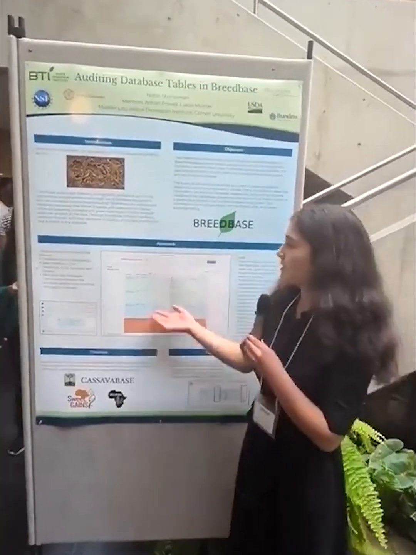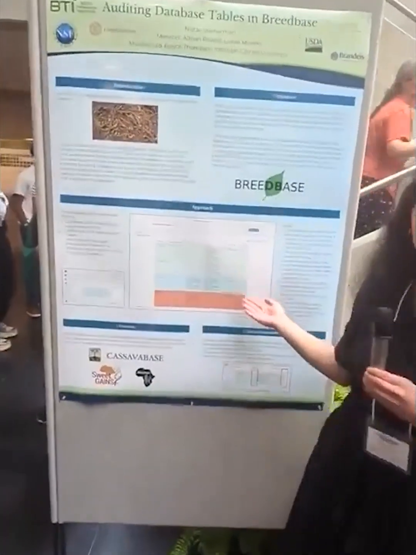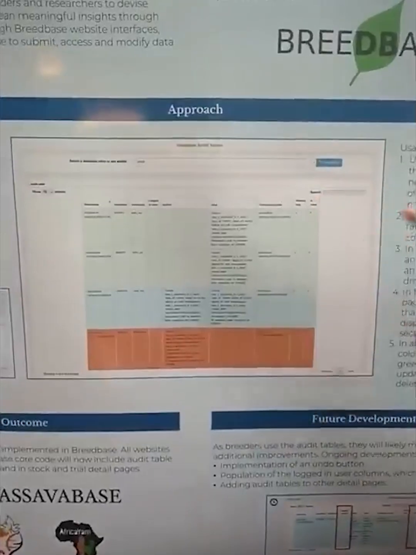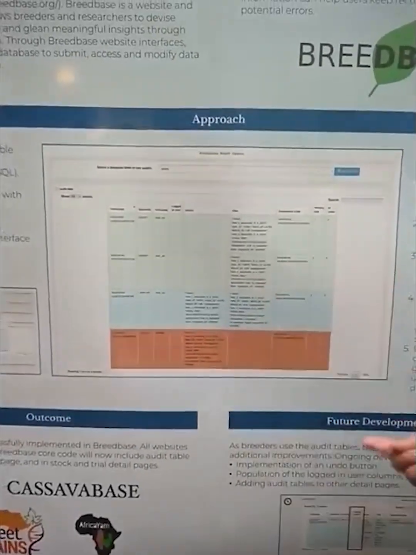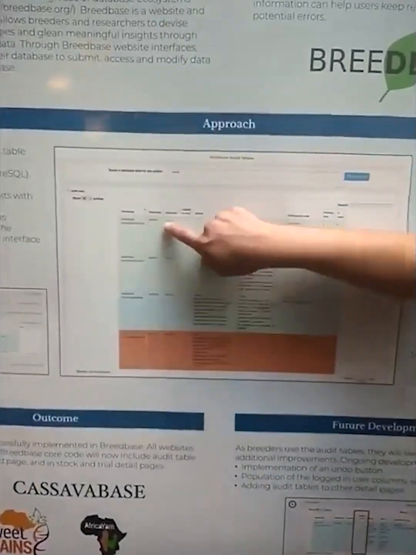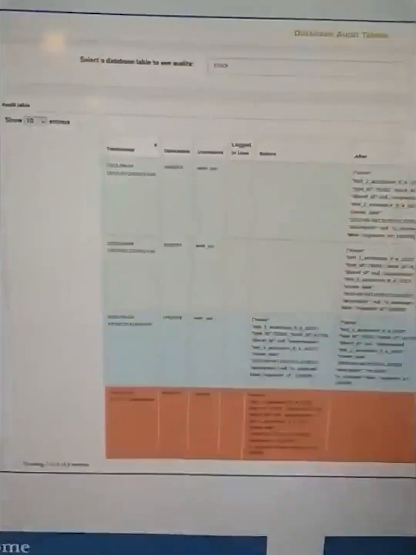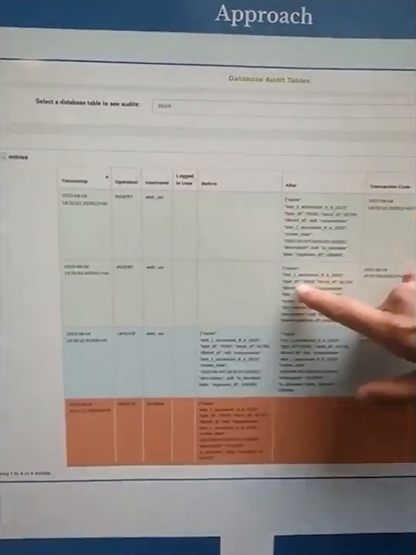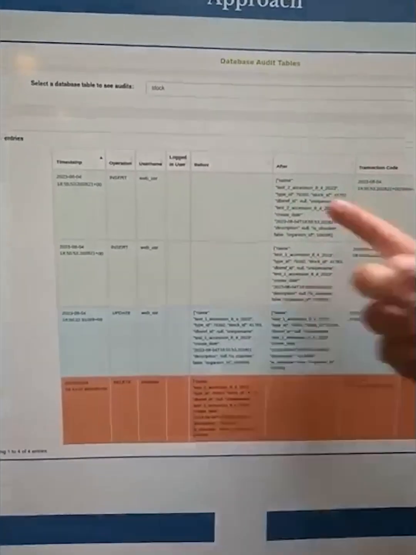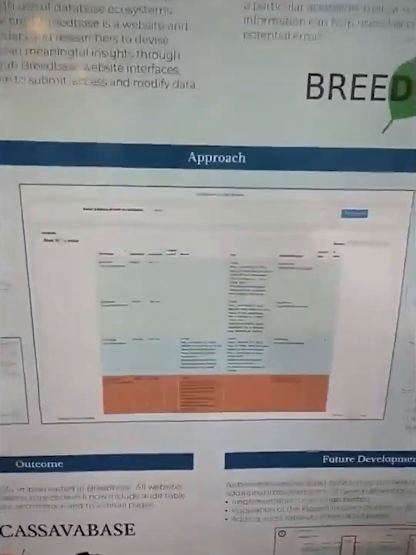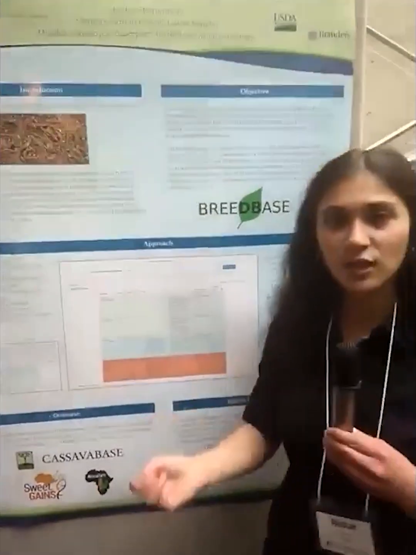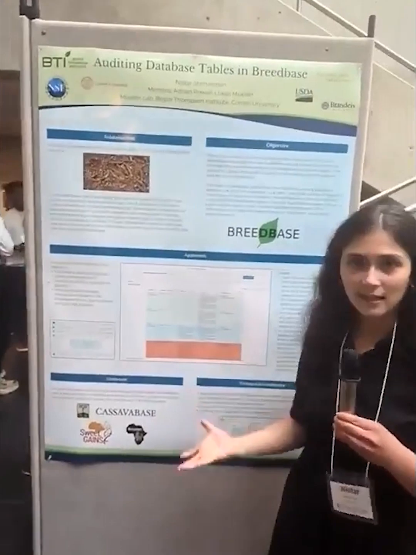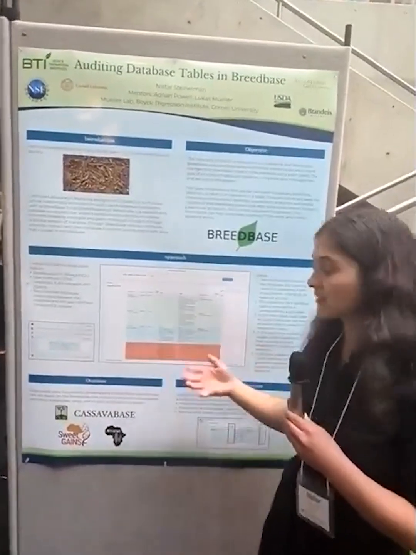Here you can see an example of an audit table that I did as a demo. This is for stock. Stock is the table that holds all the accessions. Here you can see two insertions. This is from when I created two new test accessions. You can see test accession, test one accession. These were recorded as insertions in the audit table. Then I made a change to the description, and this was also recorded as an update. And then I deleted the accession, and this was recorded as a deletion.